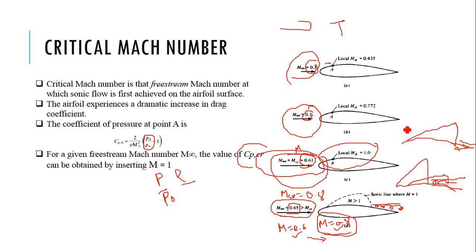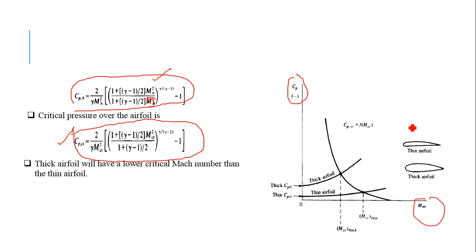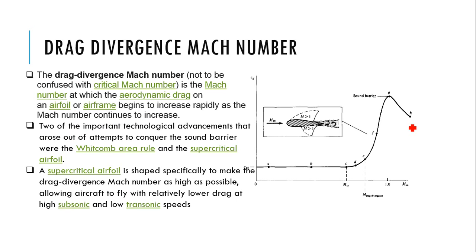For that purpose only we design supercritical airfoils for passenger aircraft, whose speed is 0.8 Mach or so. These are high subsonic airplanes, and for those we use supercritical airfoils. Do you know how a supercritical airfoil looks?